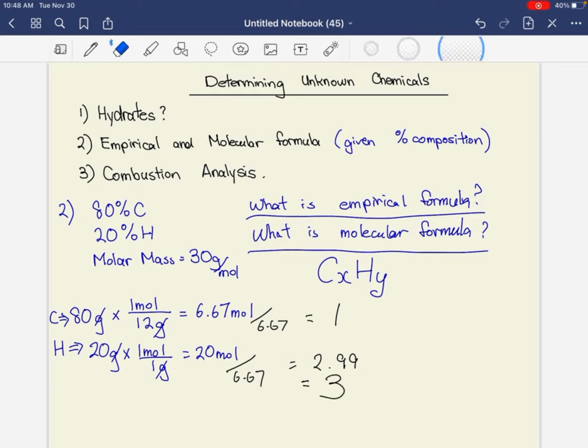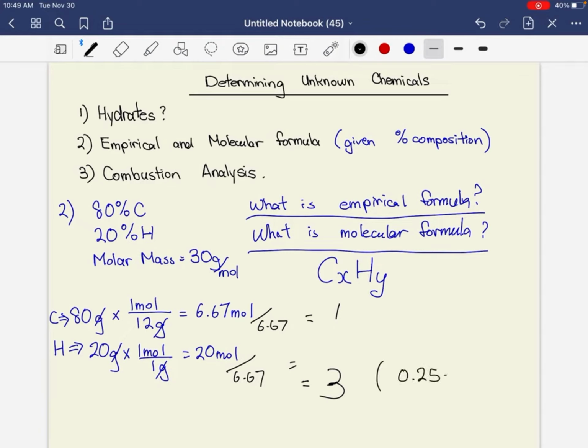Now, hey, is it always roundable like that? No, it's not. You can't always just round. If that number lies between 0.25 to 0.75, don't round. Don't round. You're going to have to do something else. What that something else is, you're going to have to multiply both moles by incremental integers.